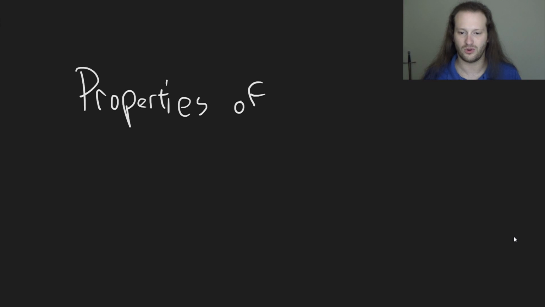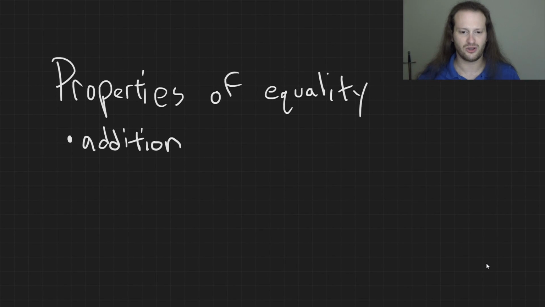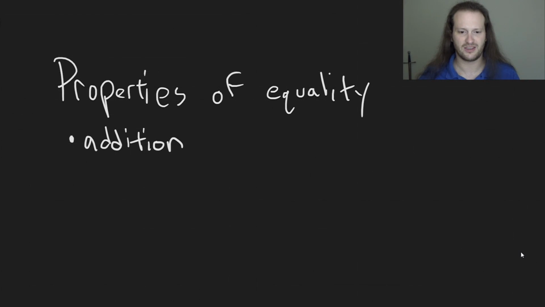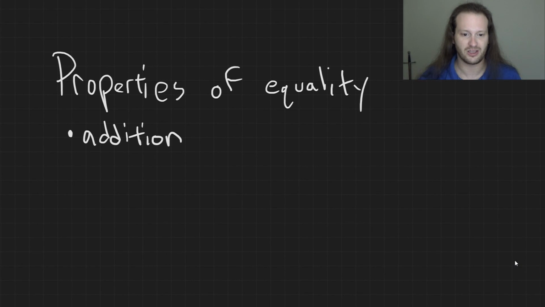now that we have the equal sign, let's talk about some properties of equality. Formally, you'll learn these as separate: addition property of equality, subtraction property of equality. I just don't want to have to keep writing that over and over again. So the properties of equality, and I'll just do the bullet points for the different operations.